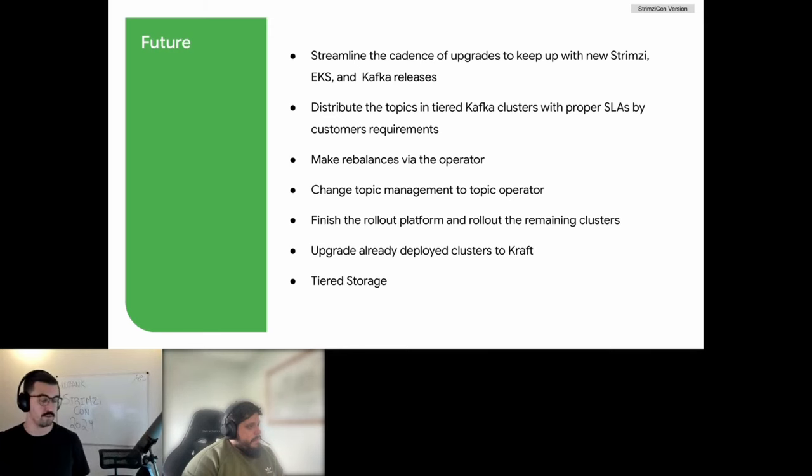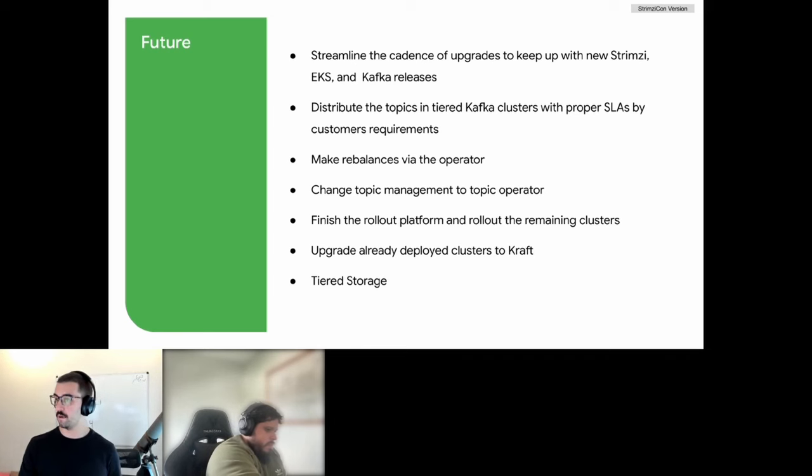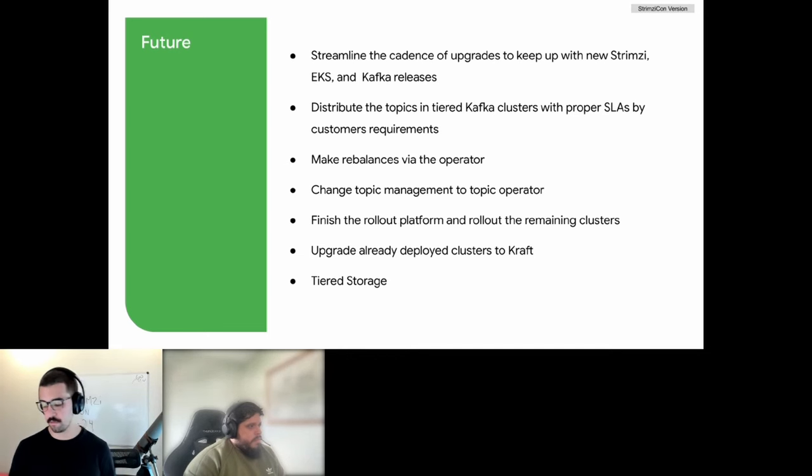We are currently using Cruise Control directly through the UI, and our topic management system doesn't go through the topic operator, so we use the admin API for that. But we expect to add an interaction layer where our topic management system generates CRDs, and then the operator can work from there. The rollout of the platform is going well. The new clusters are always being created in the new infrastructure, but we have yet to move a topic using the system. And we deployed a few clusters without KRaft, and we plan on upgrading them to KRaft and using tiered storage whenever it's usable.